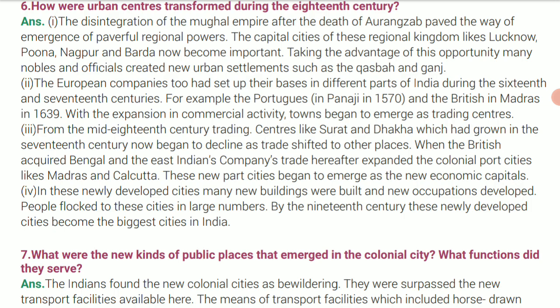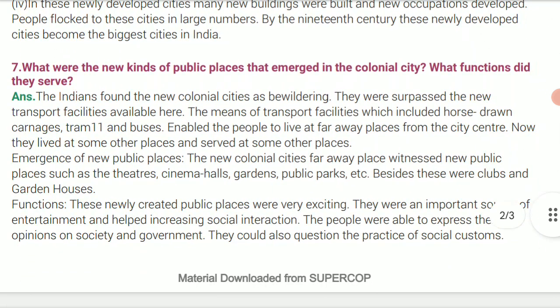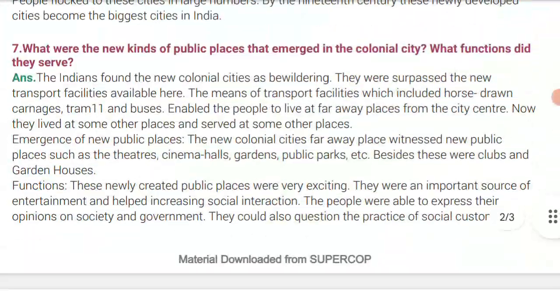With the expansion in commercial activity, towns began to emerge as trading centers. From the mid-18th century, trading centers like Surat and Dhaka, which had grown in the 17th century, now began to decline and trade shifted to other places. When the British acquired Bengal and the East India Company trade thereafter expanded, the colonial port cities like Madras and Calcutta emerged. These port cities began to emerge as the new economic capitals, and in these newly developed cities, many new buildings were built and new occupations developed. People flocked into these cities in large numbers by the 19th century. These newly developed cities became the biggest cities in India.